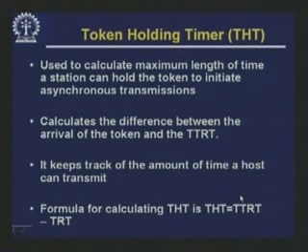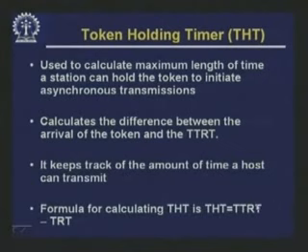There is a token holding time, THT. If you look at the last point, THT is equal to TTRT minus TRT. So, what is it? It is used to calculate the maximum length of time a station can hold the token to initiate asynchronous transmission.